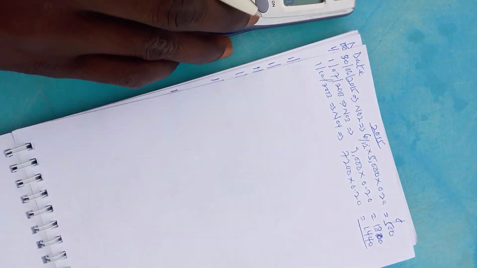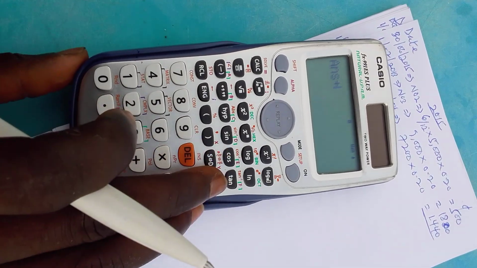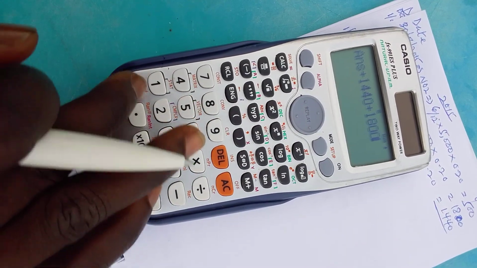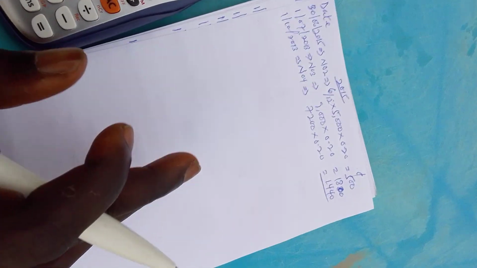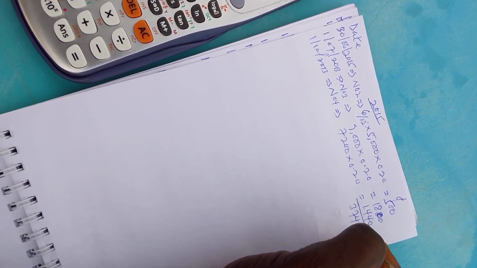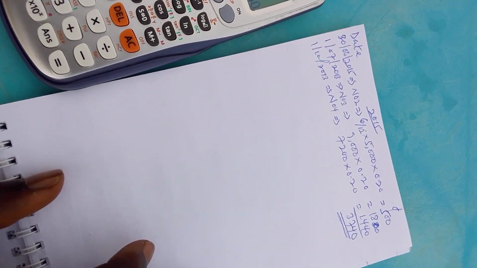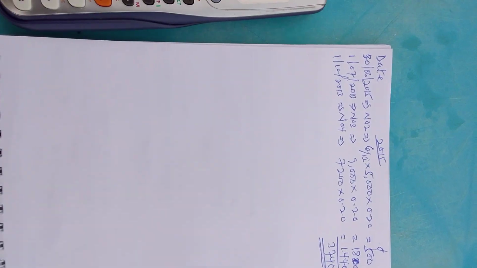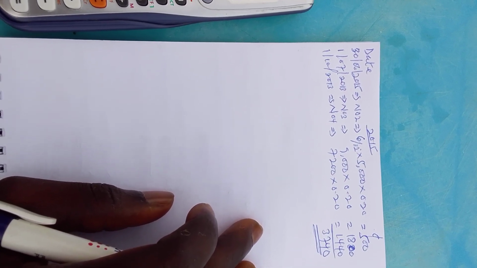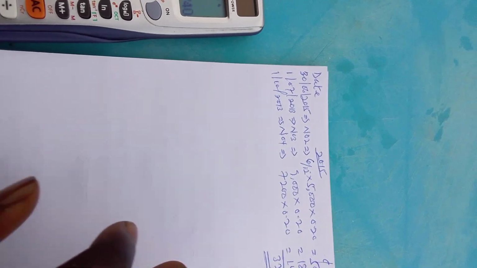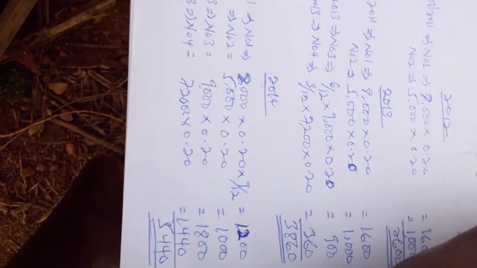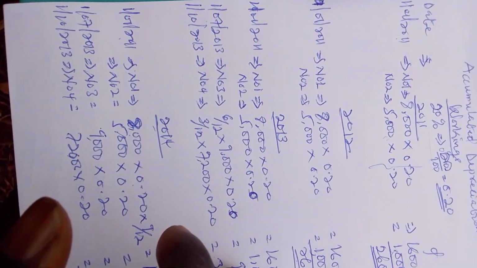So the total for 2015 is going to be 500 plus 1,440 plus 1,800, which is equal to 3,740. So this is the amount of depreciation on the 2015. This is the amount, 3,740. So now, since we are done with the workings, we are now coming to do the T account.